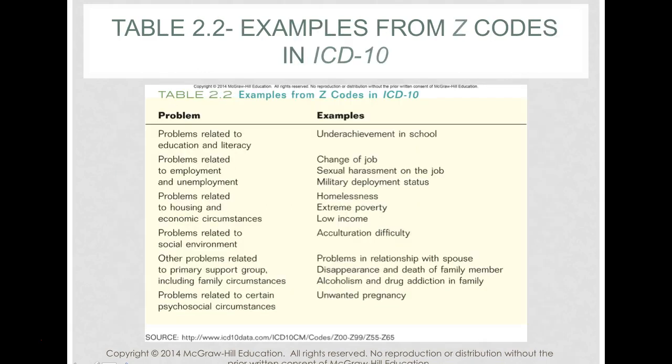And here's an example of Z codes. And you can see, of course, change of job, sexual harassment, all of these things can definitely contribute to experiencing some feelings of anxiety, depression, all of those things.